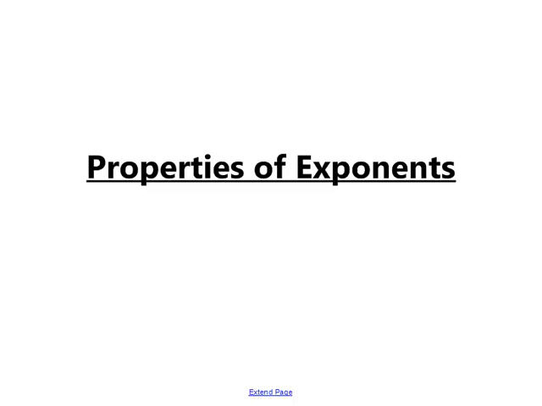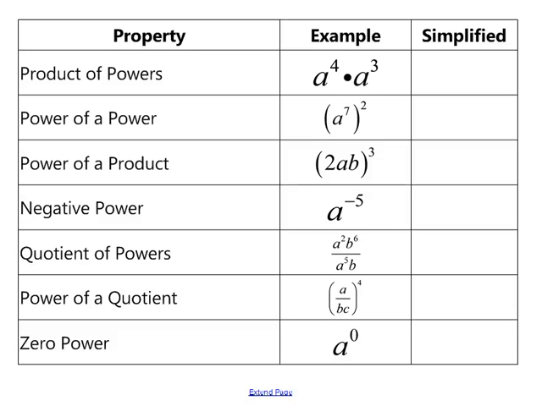Properties of exponents. Now this is a review from Algebra 1, but we're going to go ahead and review these properties again. The product of powers is when you have the same base that's multiplied together. So when you're multiplying the same base, all you're going to do is add those exponents. So a to the fourth times a to the third is just going to be a to the seventh. So you want to keep the same base and add those exponents.